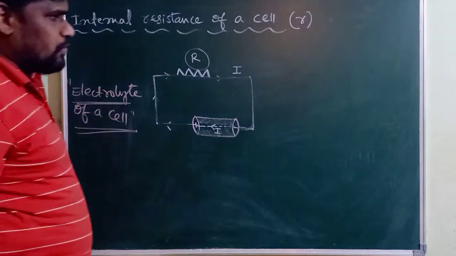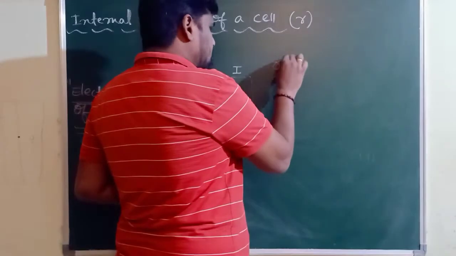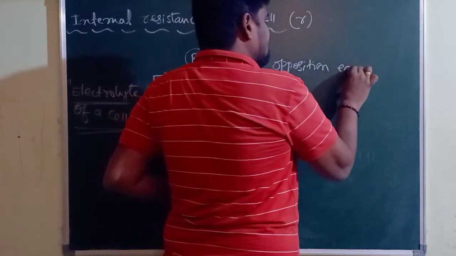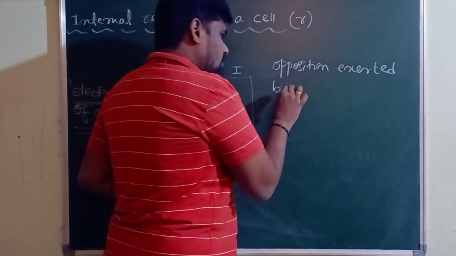Then how are you going to define the internal resistance of a cell? It can be defined as opposition exerted by what?